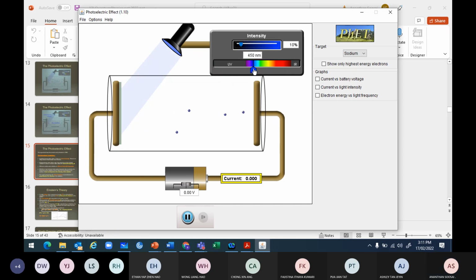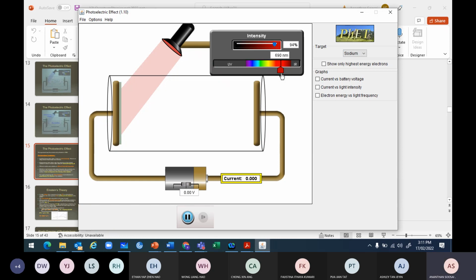But let's say I put in red. Now I shine red light and increase the intensity, very high. Very intense red light, and not even one electron is released.